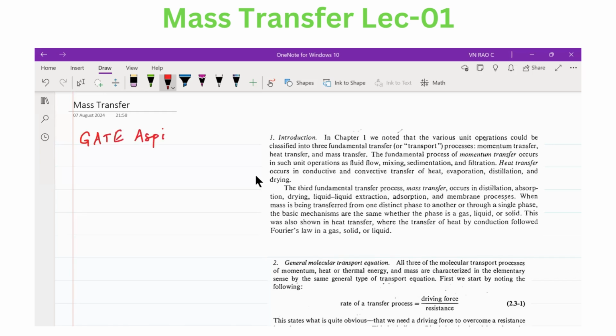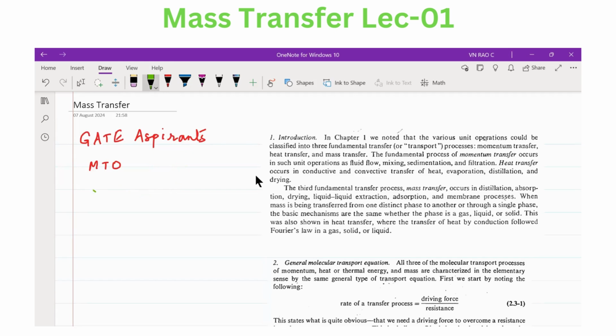I'm going to bring about the learnings of mass transfer operations for the purpose of GATE 2025. Parallelly, I will also be dealing with chemical engineering thermodynamics along with mass transfer. But as of now, let's start in this class our mass transfer operations.